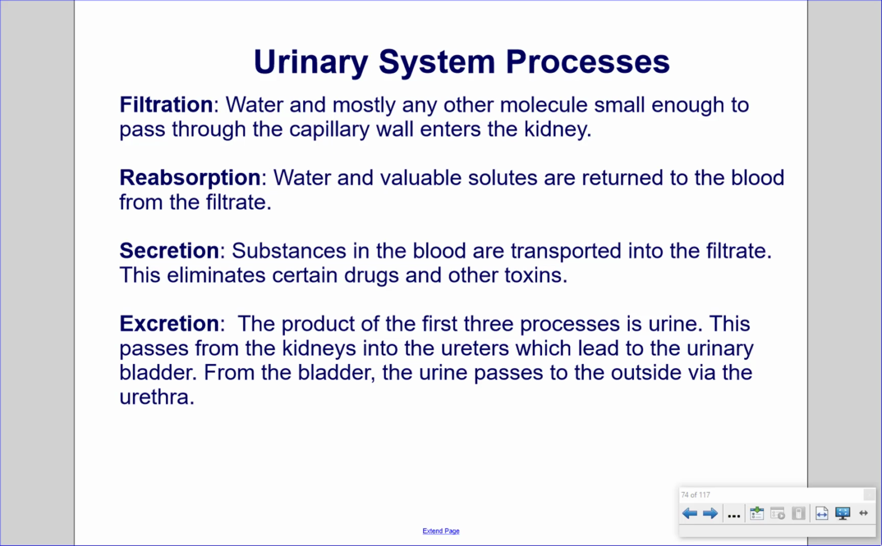Urinary system processes. Filtration. Water, and mostly any other molecule small enough to pass through the capillary wall, enters the kidney. Reabsorption. Water and valuable solutes are returned to the blood from the filtrate. Secretion. Substances in the blood are transported into the filtrate. This eliminates certain drugs and other toxins. And excretion. The product of the first three processes is urine. This passes from the kidneys into the ureters, which lead to the urinary bladder. From the bladder, the urine passes to the outside via the urethra.